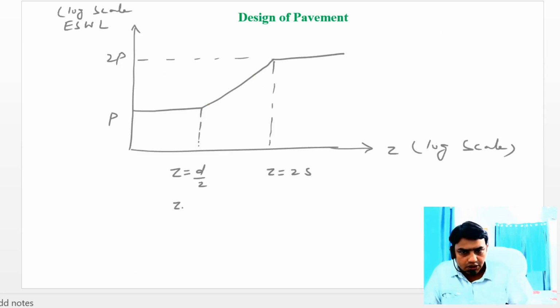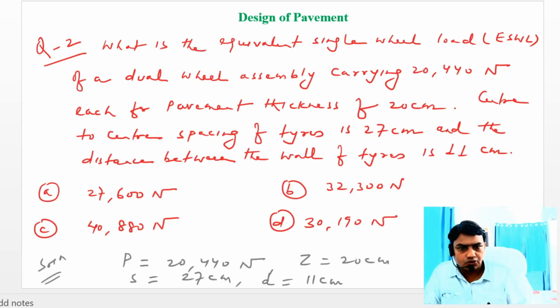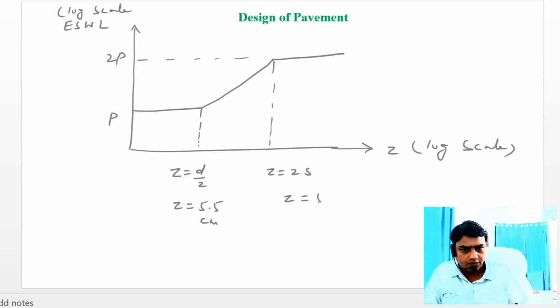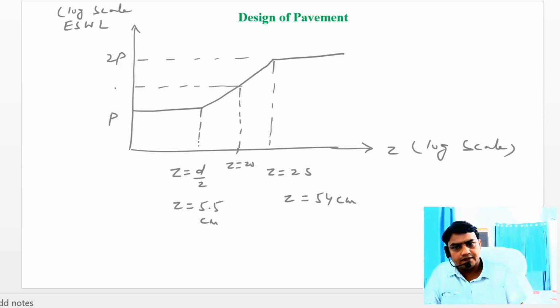So here Z is equal to D by 2, which means 5.5 centimeter. Here Z is equal to 2 into S, and 2 into S is 2 into 20 centimeter, hmm, that is 54 centimeter as taken. So when Z is equal to 20 centimeter, we have to find the equivalent single wheel load, that is P dash. So this is the third case, when Z lies in between D by 2 to 2S.